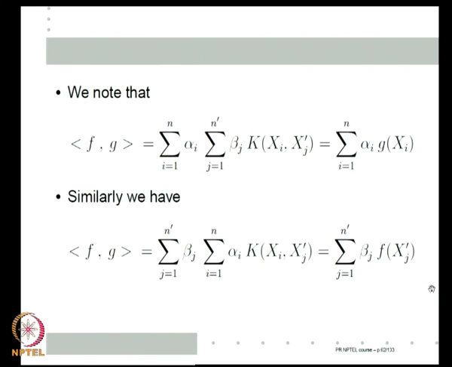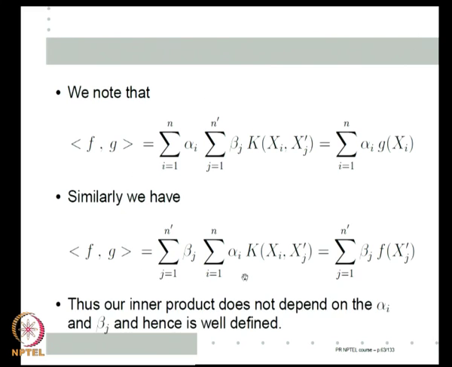So, it depends on the value of the function f at x j prime, but it does not specifically depend on the specific vectors xi or alpha i, which shows that the inner product does not depend on the specific expansion coefficients, and hence it is well defined. Okay. So, this is a well defined inner product.